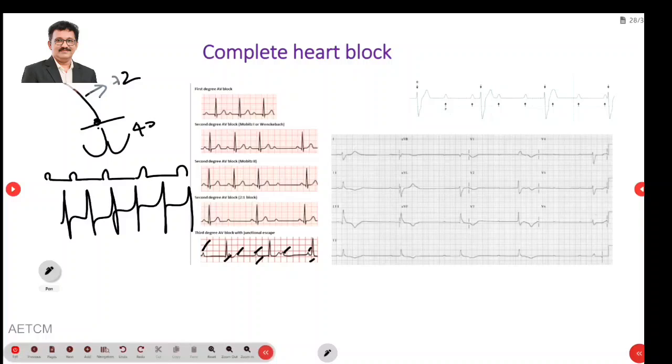You can see here the heart rate: 1, 2, 3, 4, 5, 6, 7, 8, 9, 10. 300 by 10 is 30. So that is the heart rate. This patient will become symptomatic.